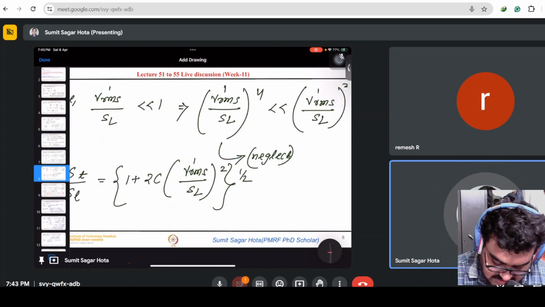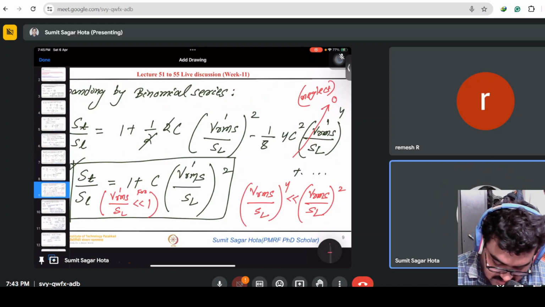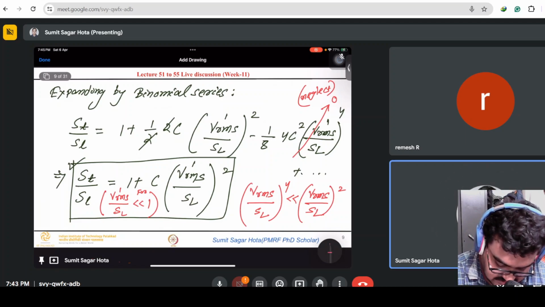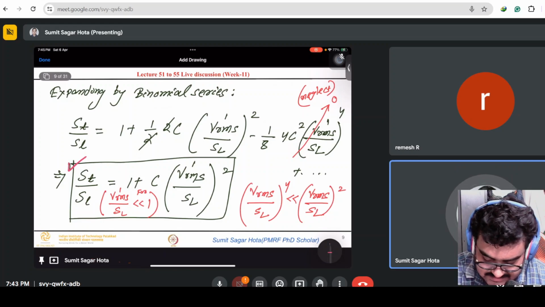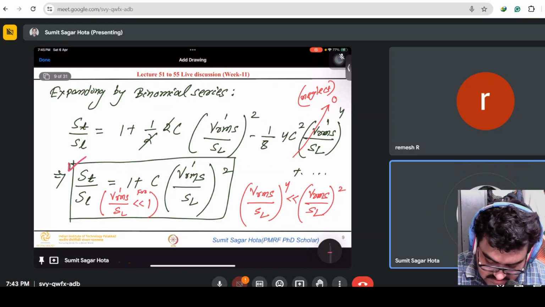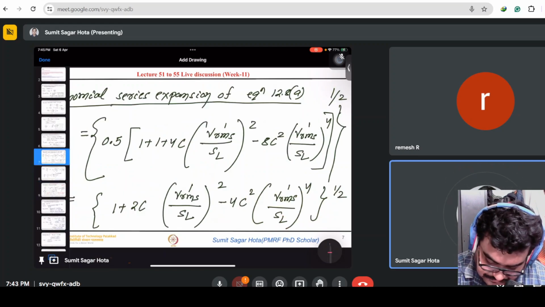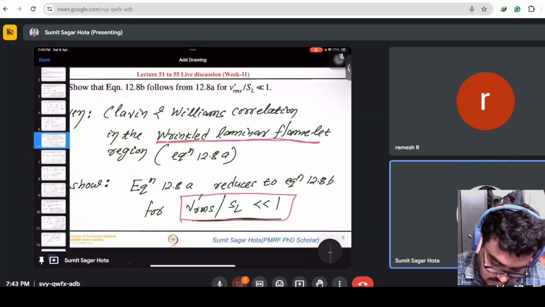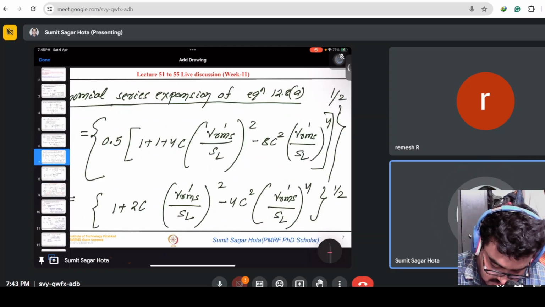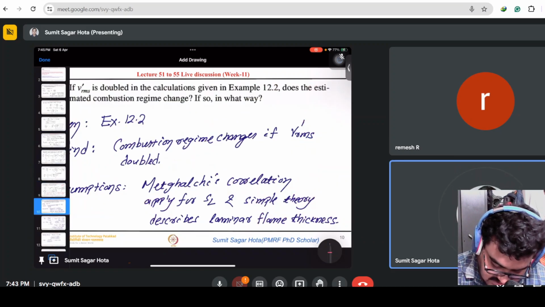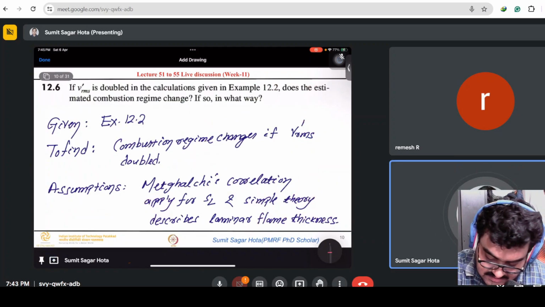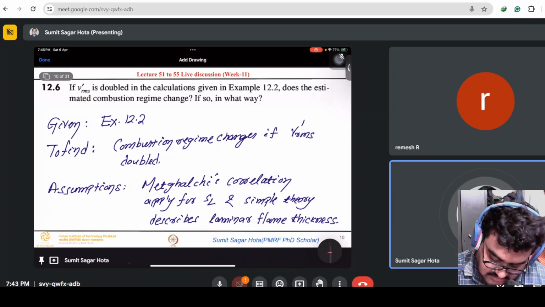This derivation they obviously don't ask you, but this correlation is very important: ST by SL equal to 1 plus C into (VRMS prime by SL) whole square. This is very common. Next, for which condition is this formula applied? Then, there is the Nethel correlation.